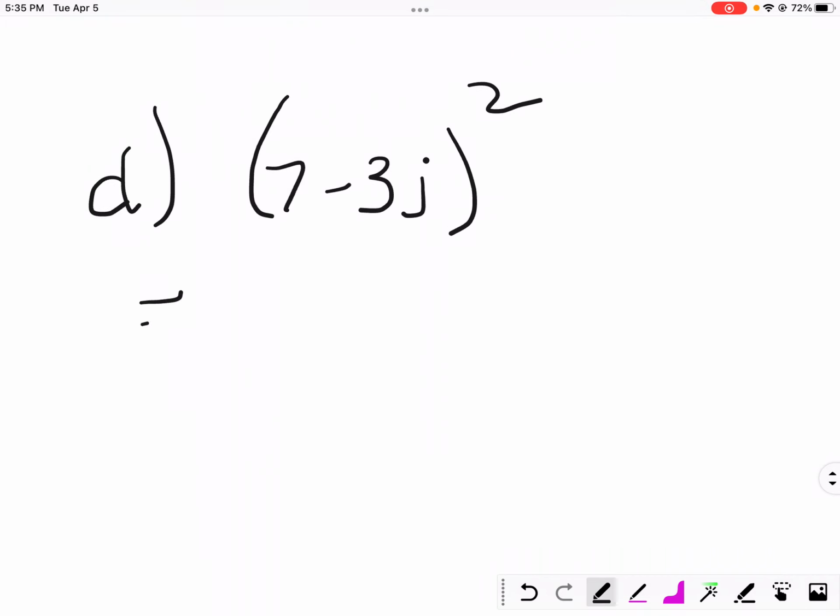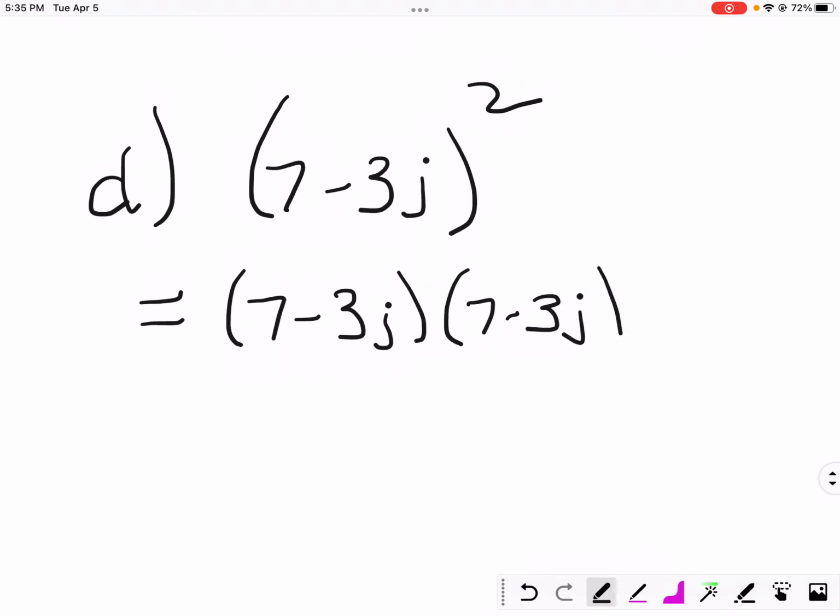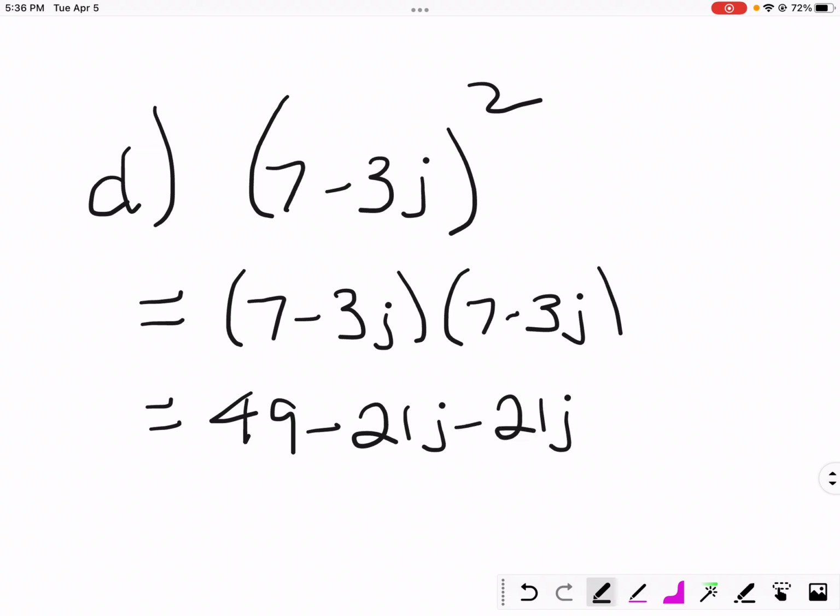This time, remember, you cannot just square the things inside. The whole bracket appears twice as a factor. First, outside, inside, last.